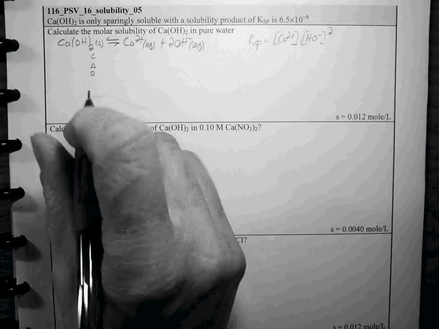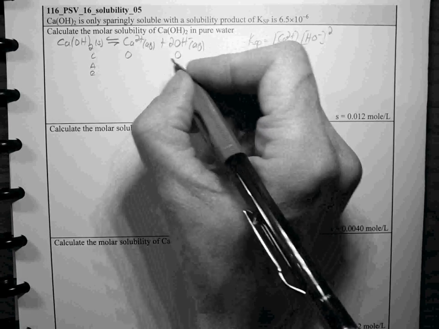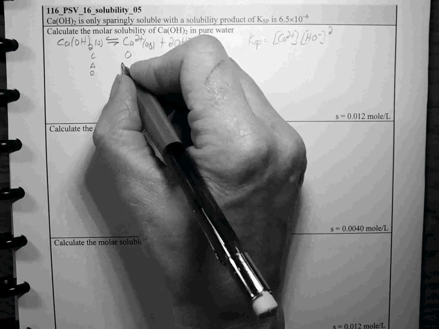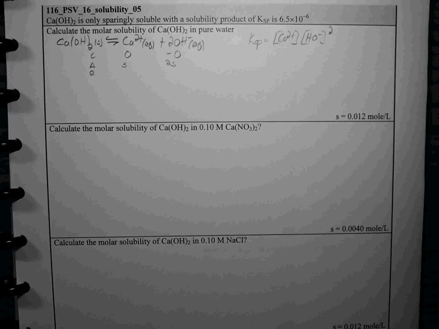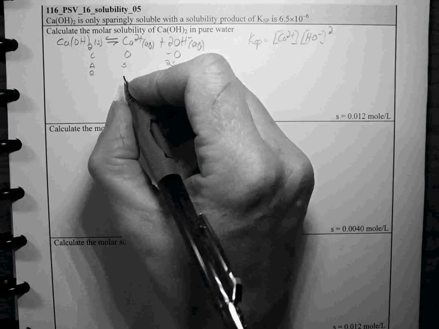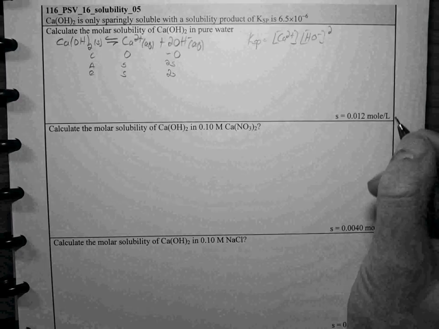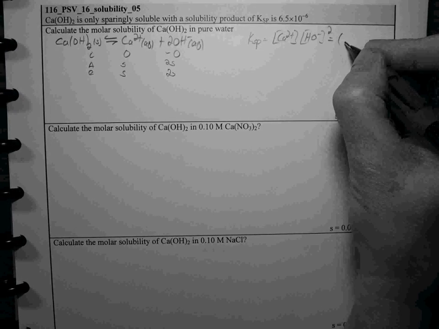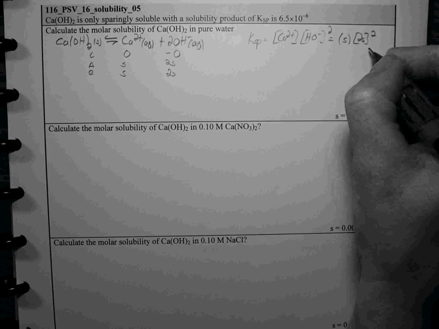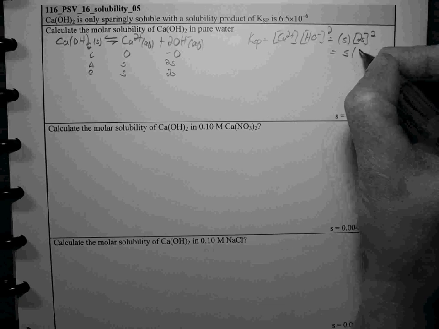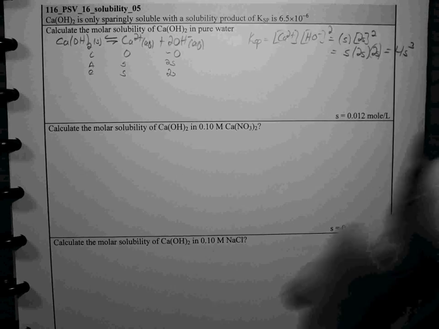In our ICE table, the solid doesn't appear. Initially, we assume we don't have any of either ion. We're going to gain S and 2S for every mole of calcium hydroxide that dissolves and thus dissociates. So we have S and 2S here. In our KSP value expression, we have S times 2S times 2S. It's going to be 4S to the third.